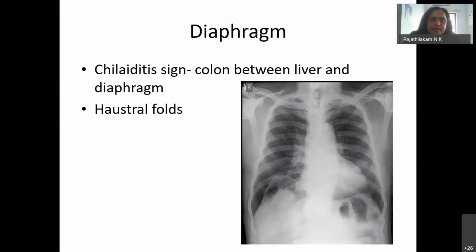This is the Chilaiditi sign, colon between the liver and diaphragm. You can see the haustrations also. Here the liver and here the diaphragm, and the colon is in between there. The haustration is also seen here. This is the Chilaiditi sign. Next slide.